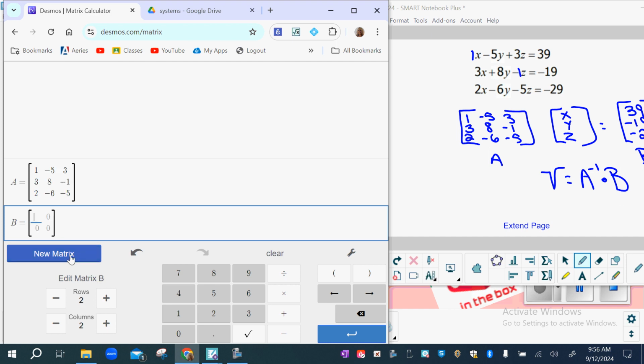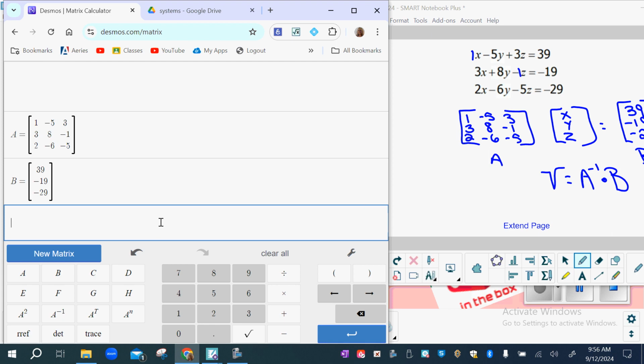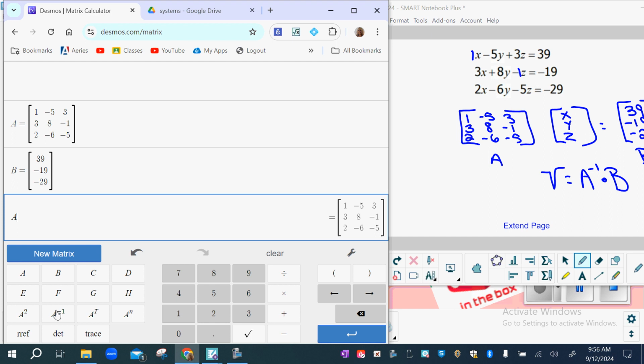Okay, new matrix. Here comes my B. I need to get rid of a column. I need to add a row. 39. And is it negative 19? I can't really see it. All right. And then negative 29. Thank you guys. Okay, hit my enter. Gypsy, please do some math for me. I think actually with A, and I think I can do that.